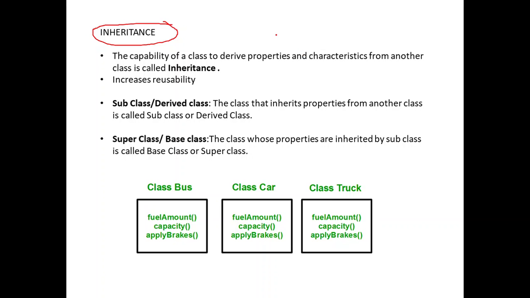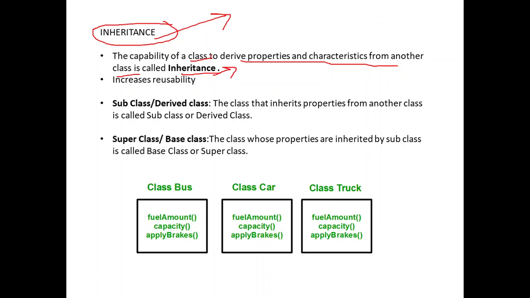Hi everyone. So this is another important property of object-oriented programming, that is inheritance. What do you mean by inheritance? It's the same as the grammatical meaning. Here we have a class, right? And inheritance is the capability of a class to derive the properties and characteristics from another class. We know we inherit the properties and characteristics of our parents. Likewise, a class can derive the properties and characteristics from another class, which is known as inheritance.